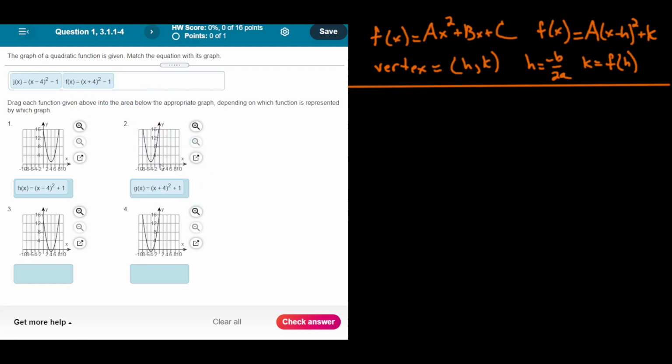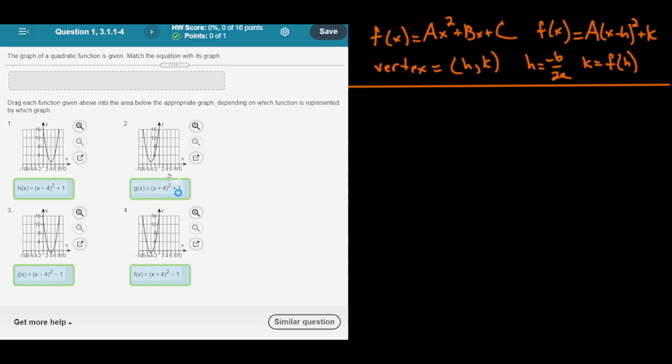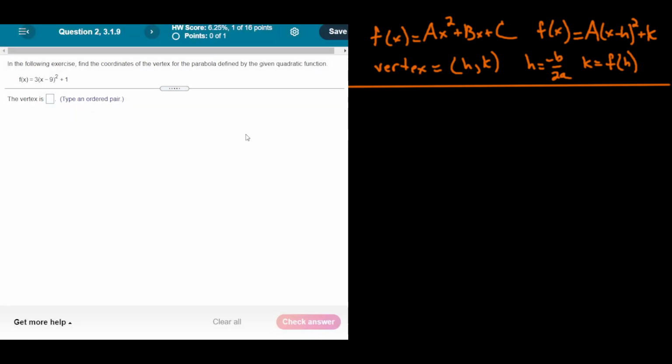Because from (0, 0), you go -4 and then up 1. So that's it. This would be the opposite, +4, -1. So positive. That's it right there. That's really nice of them to give us a little exercise. This is (-4, -1), so left 4, down 1. Yep, that's it. Excellent. And we're going to move on to the next one.